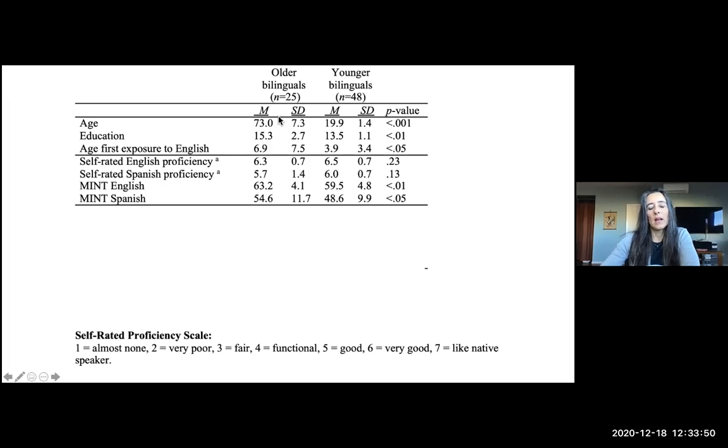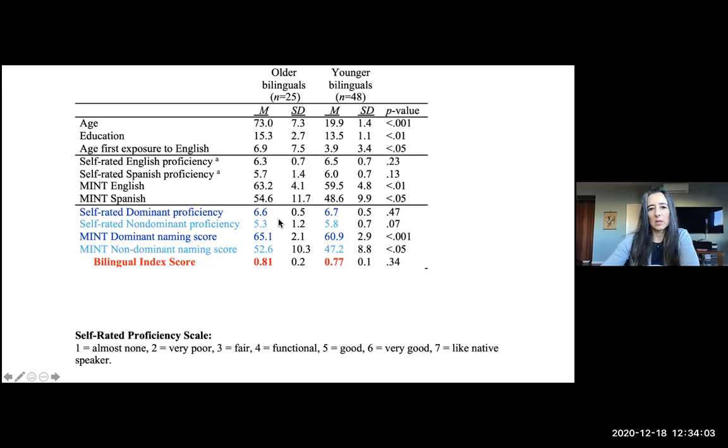So we had a handful, maybe 3 or 4, I think, Spanish dominant bilinguals in both groups. And so showing this by dominance instead of by language, it looks pretty similar. Here we have the dominant language in dark blue and the non-dominant language in tchelet, which is the Hebrew word for light blue. And then to get these bilingual index scores, how bilingual are you? We just divide the non-dominant by the dominant picture naming test score. So the older bilinguals were about 81% bilingual on average.